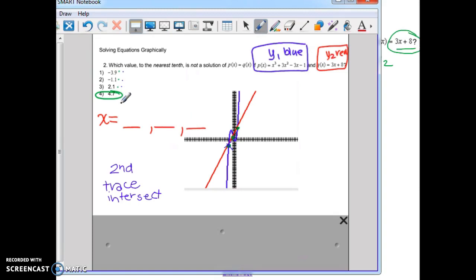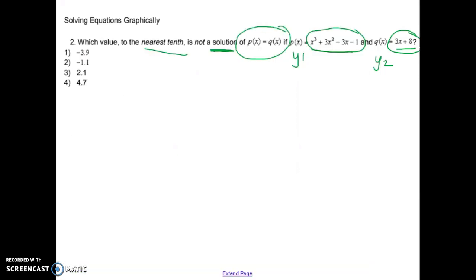So if you did that on your calculator, these 3 points are going to be places of intersection. 4.7 is not. Other things that are important for your calculator, if you cannot see the entire image of the graph, you're going to need to change the zoom. So I'm going to run through just a few more of these to point some things out to you.